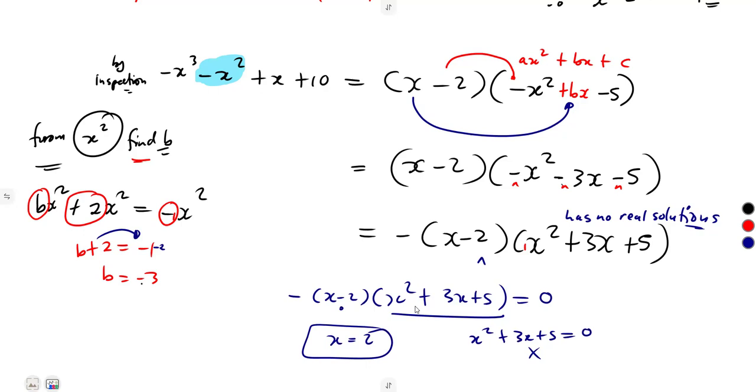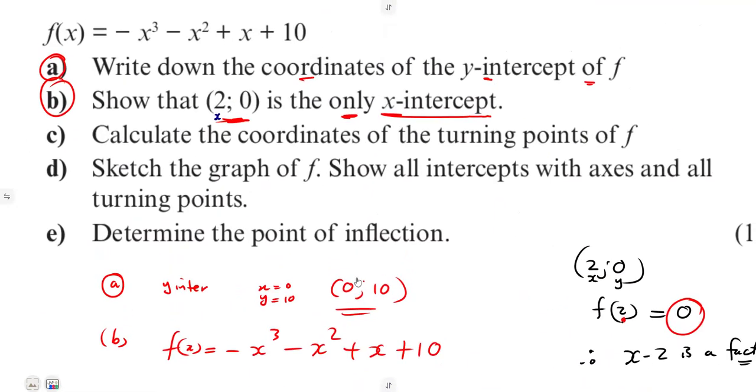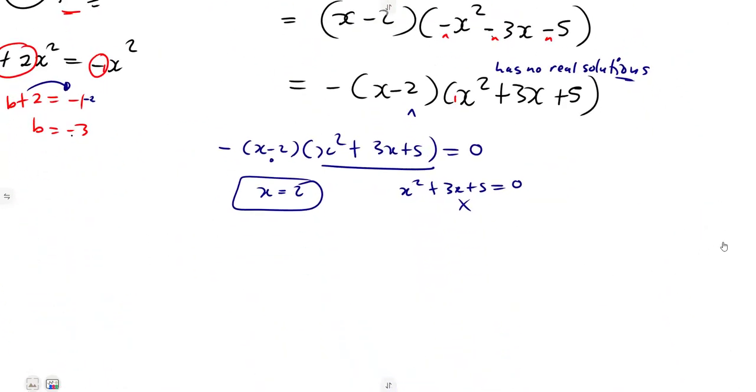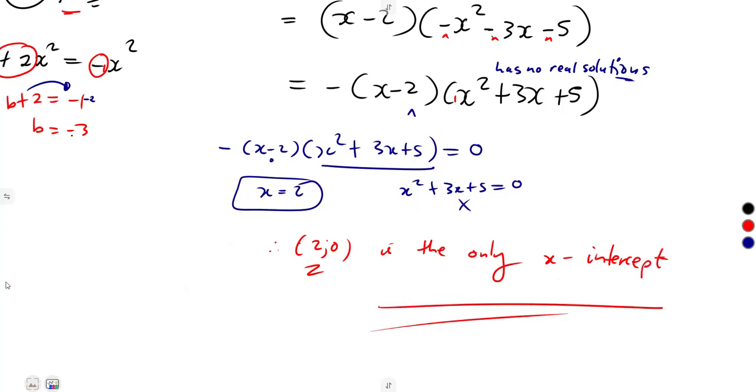So hence x minus 2, x is equal to 2 here is the only x-intercept. That is the condition of our question. So hence or therefore x is equal to 2, or the point, because when x is equal to 2, remember y is 0, the point (2, 0) is the only x-intercept. That is the only x-intercept.